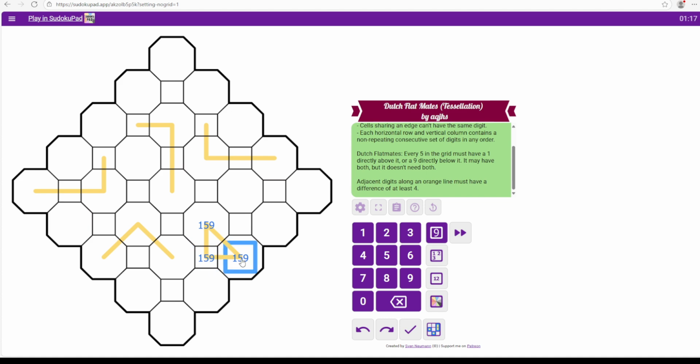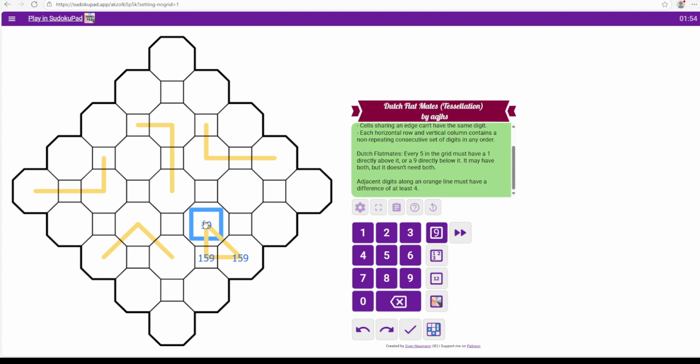So if that's a 5, that has to be a 9. If this is a 5, then I don't think either of them can work, because 1 is there, and the other one, which I guess it could be, I could go there. I guess those two could be the same, right? It's also worth noting that every horizontal row contains a non-repeating consecutive set of digits in any order. There's only 5 on here, which means that it can't have both a 1 or a 9. So there's definitely a 5 on there.